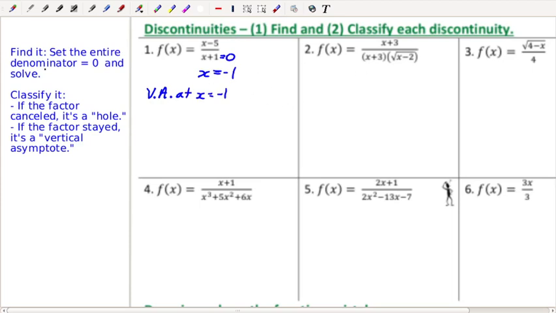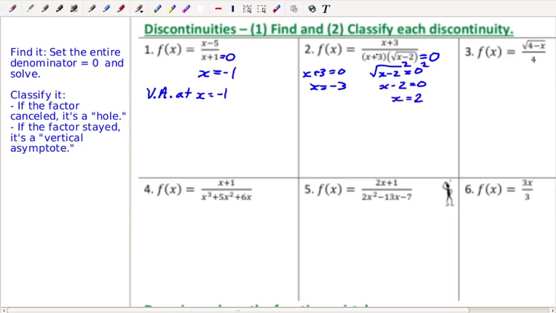So again, first find any discontinuities by setting your denominator equal to 0, and we're going to use the zero product property to say each of these we can set equal to 0. So we're going to say, well, what would make x plus 3 equal 0? That gives us x equals negative 3. There's 1. And on the other one, I have root x minus 2 equals 0. How am I going to solve that one for x? Well, if I square both sides, then I get rid of the square root. So 0 squared is just 0. So I've got x minus 2 equals 0, or x equals 2.